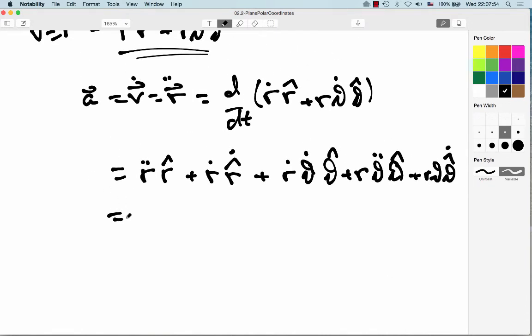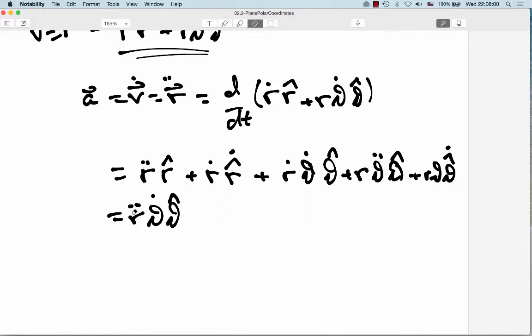So this will be equal to r double dot theta hat. Oops, my bad. Try that again.